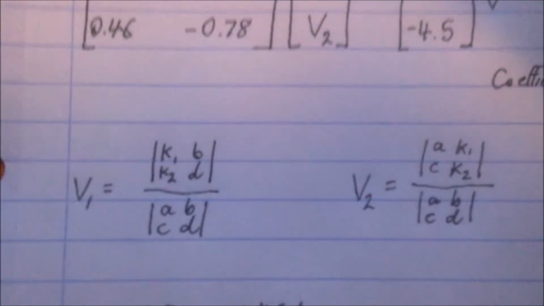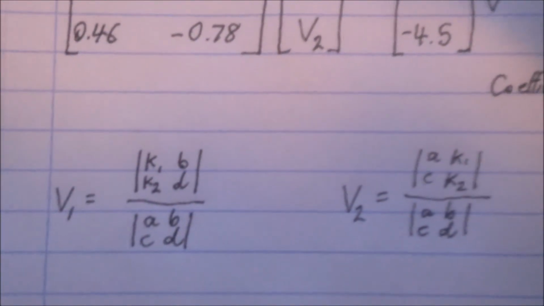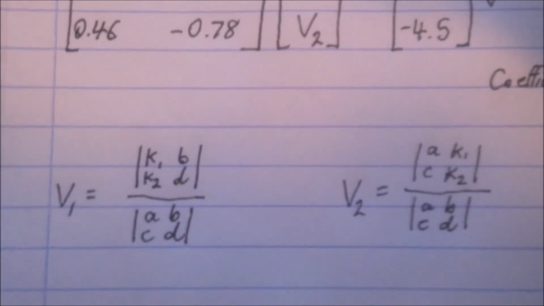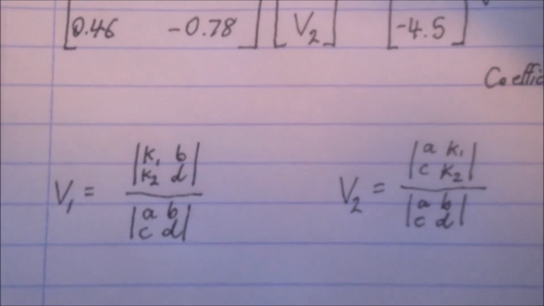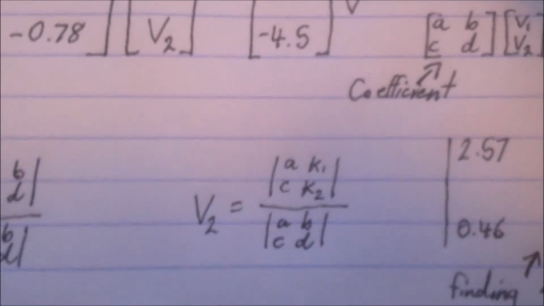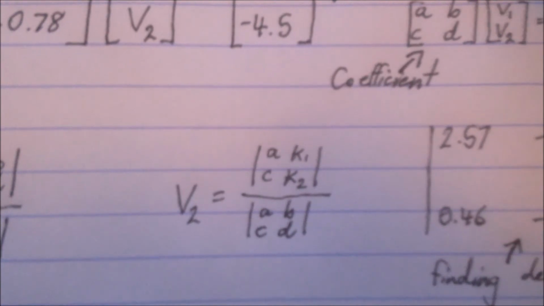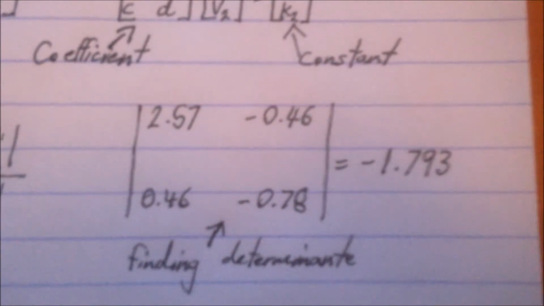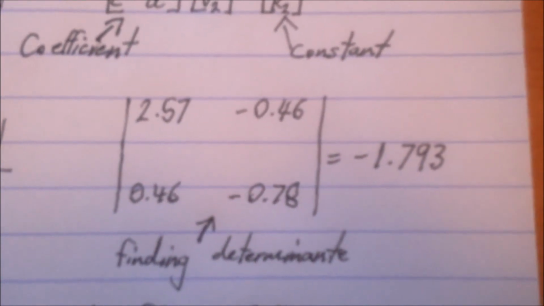Moving down, these 2 formulas here are how we derive v1 and v2. This is done by placing the constant matrix as the left hand side of the coefficient matrix and then dividing by the determinant of the coefficient matrix to find v1. And then for v2 we do the same, but instead of putting it on the left hand side, we put the constant matrix on the right hand side of the coefficient matrix and then divide by the determinant. As can be seen here, the determinant is worked out to be negative 1.793.